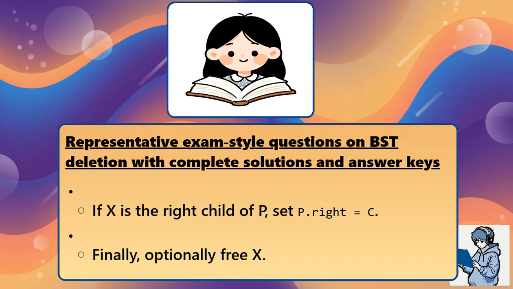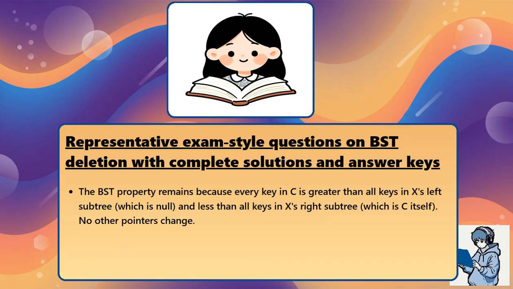Finally, optionally free x. The binary search tree property remains because every key in C is greater than all keys in X's left subtree, which is null, and less than all keys in X's right subtree, which is C itself.